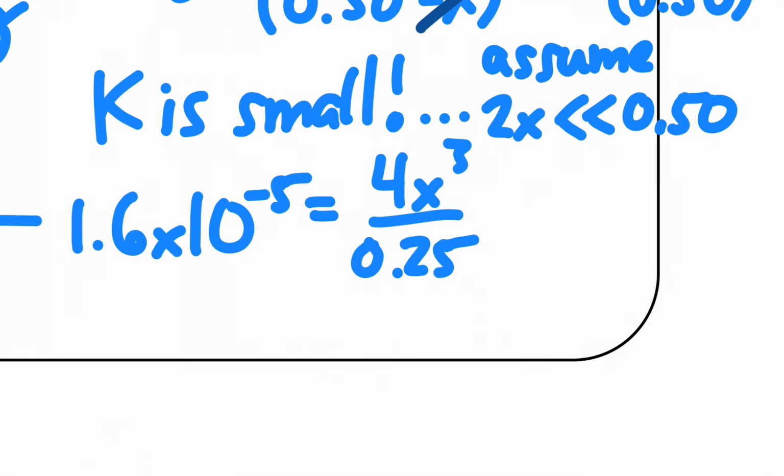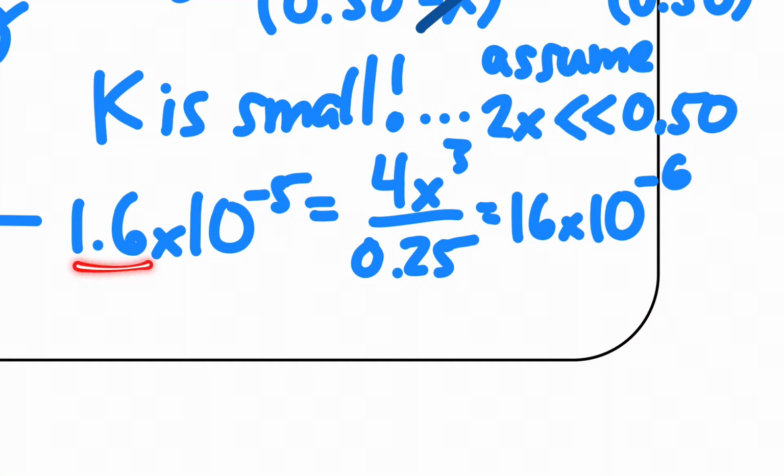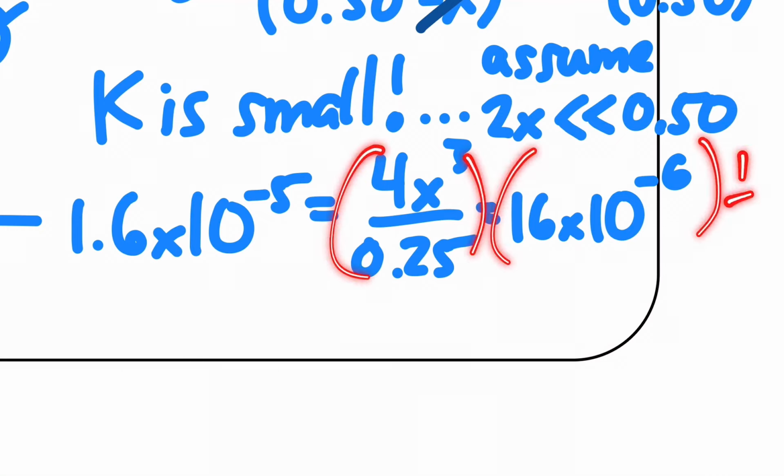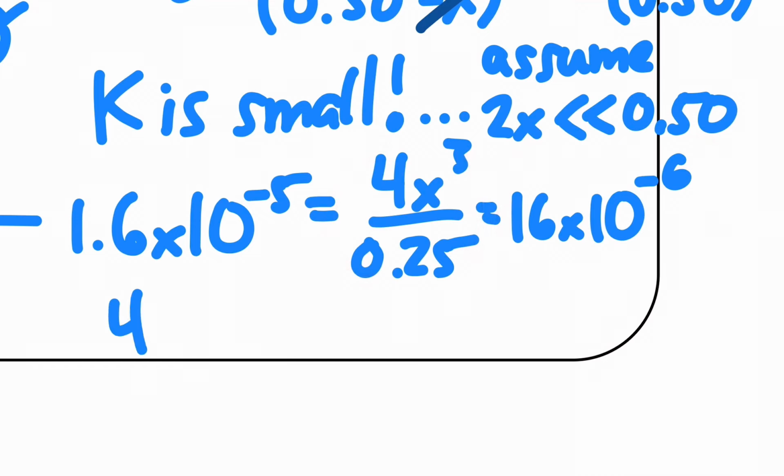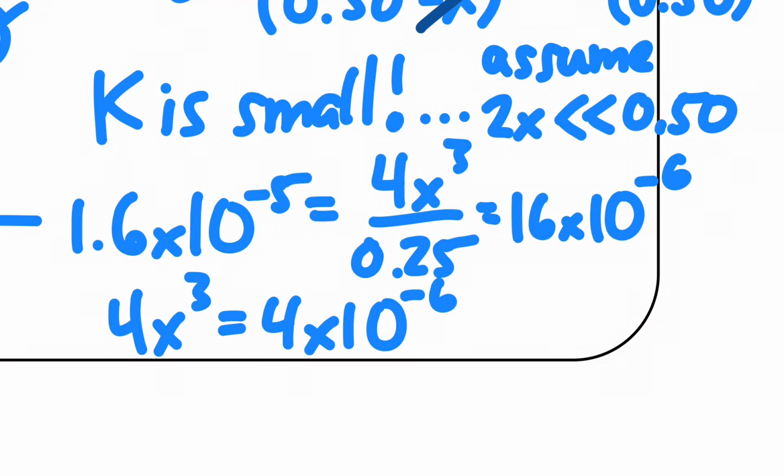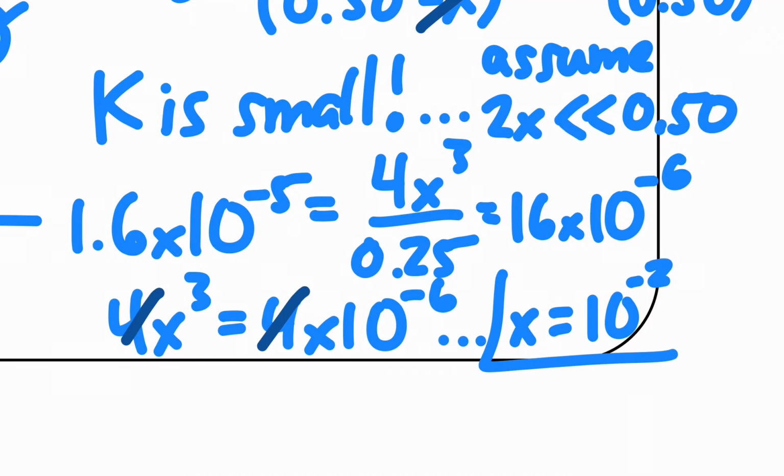1.6 times 10 to the negative 5 is the same as 16 times 10 to the negative 6, because 1.6 is 16 times 10 to the negative 1. And 0.25 is a fourth, so if I multiply both sides by a fourth, I get 4x cubed is equal to 4 times 10 to the negative 6. And you can divide both sides by 4, and then x is simply the cube root of 10 to the negative 6, which is 10 to the negative 2.